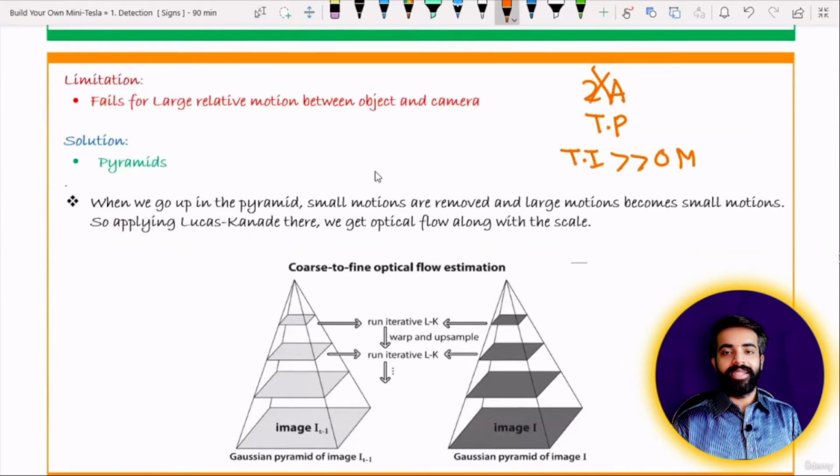The solution to this problem is known as pyramids. And to apply this solution, what we need to do is keep the original image at the bottom of the pyramid and compute the next layer of the pyramid by simply subsampling the previous layer.